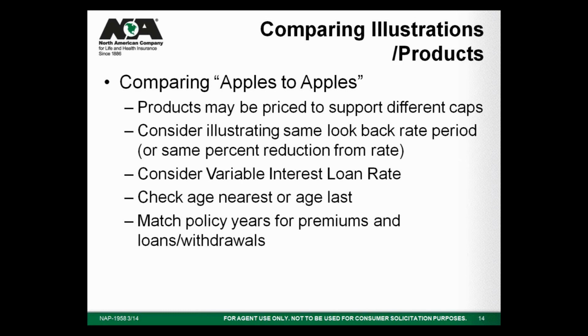Whereas with North American, if it's at 8%, we illustrated a 5.8 with a cap at 6. Worst case scenario is we're going to charge you 20 bips more than what we illustrated. Huge difference there. Another factor is to check age nearest or age last.